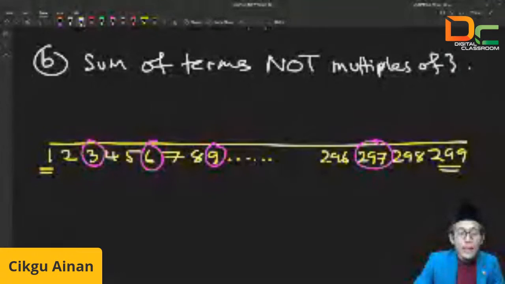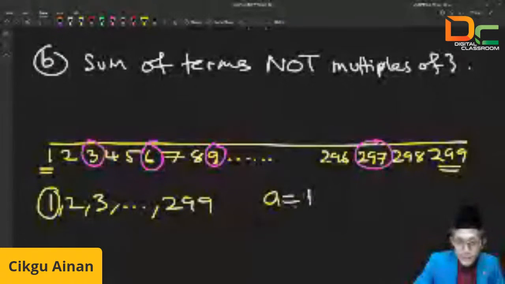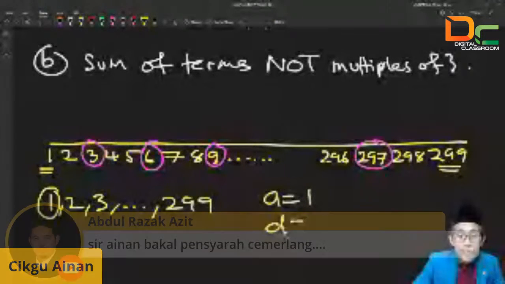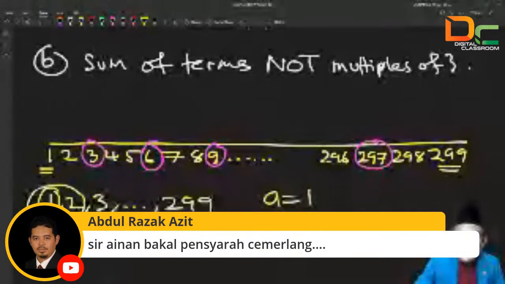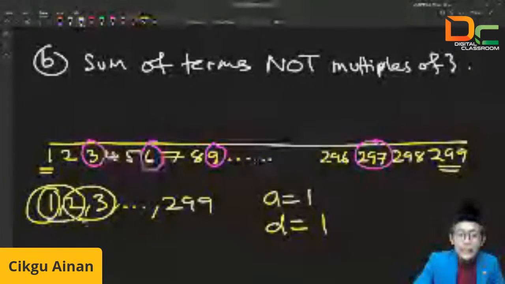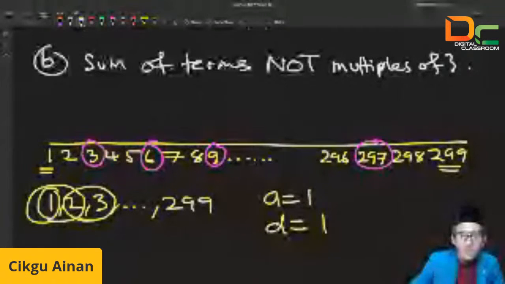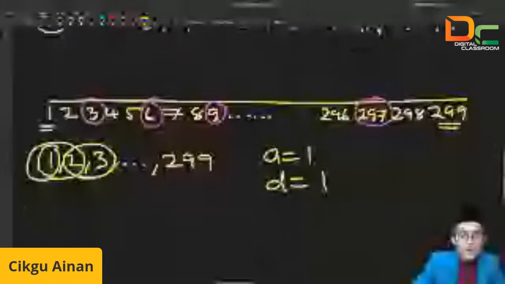So the sequence is 1, 2, 3, until 299. Now from here, what is the A? The A is 1. Okay. What is the common difference? 2 minus 1 is 1, or 3 minus 2 is 1 as well. Okay. Now, how are we going to get the sum?